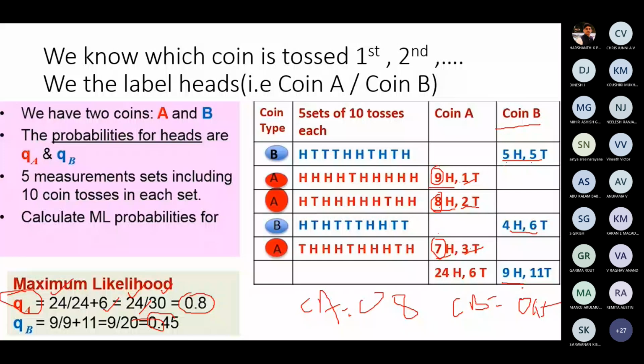Students, this is the maximum likelihood. Now we know which coin is tossed: B, A, B, A. We had the label here.